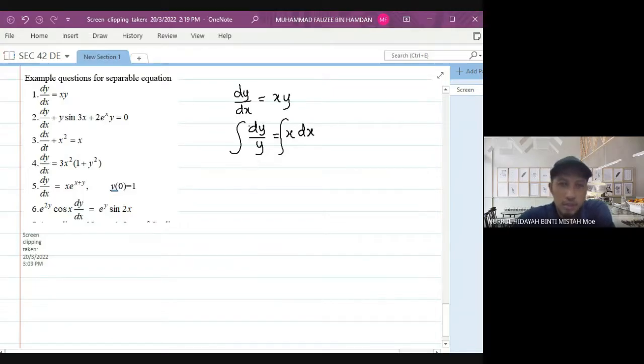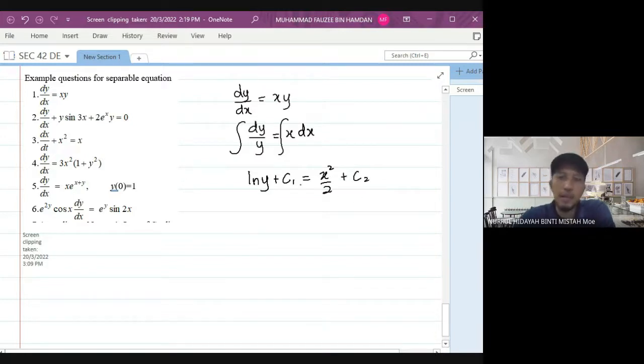Okay. So what is the answer for this one? Integration of dy over y. Anyone want to try? What is the answer? Integration of dy over y. ln y. Okay, ln y plus c1, equal to. Okay, now integrate x dx. So what is the answer? x squared over 2. Okay, very good, Justin. Very good, Griff. Okay, plus C2.